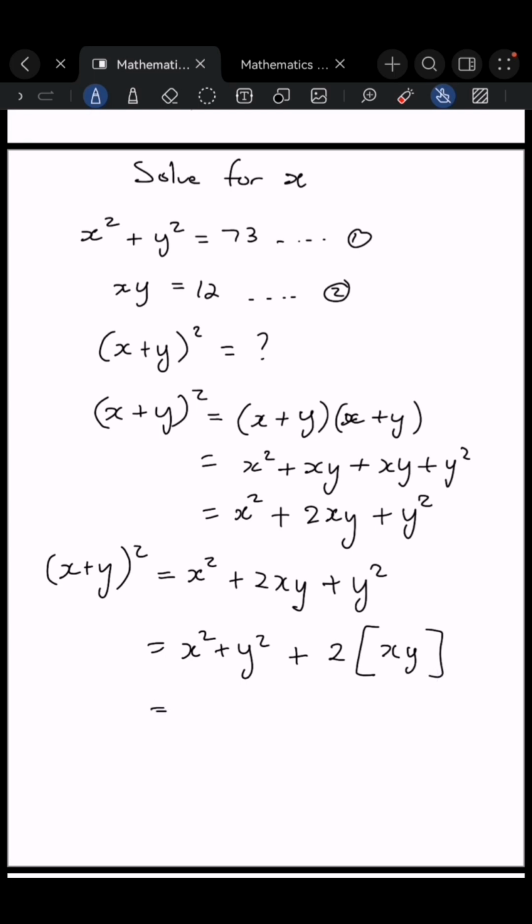You say, what is x squared plus y squared? It is 73, as given in equation number 1, plus 2xy, which is 12, as given in equation number 2, so 2 times 12 is 24. We have 73 plus 24, which is going to be 97. That is your answer.